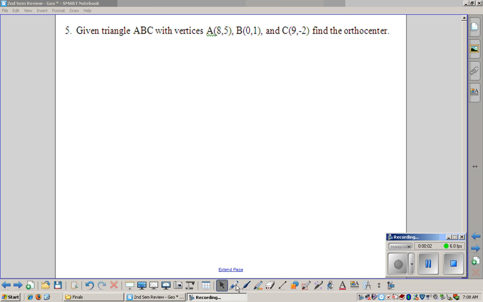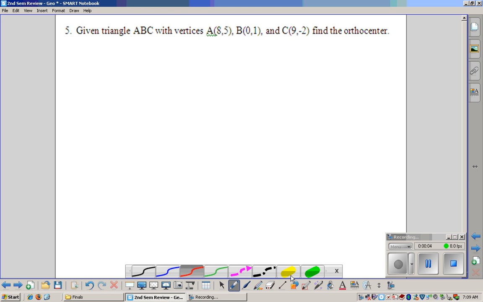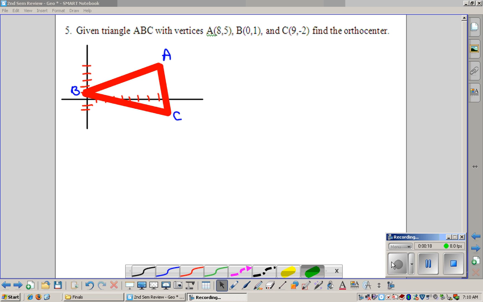All right, problem 5 is a difficult problem. It says, given triangle ABC with these vertices, find the orthocenter. Okay, so let's just take a minute and plot all these points just so you can have a visual. Okay, so we have the triangle here, and it says find the orthocenter. You need to know what an orthocenter is, or you really have no chance on this problem.